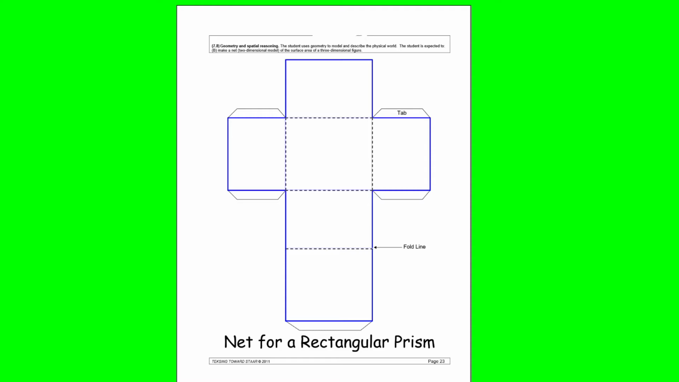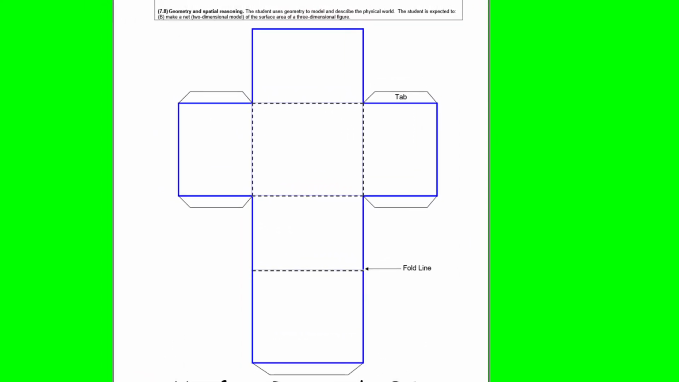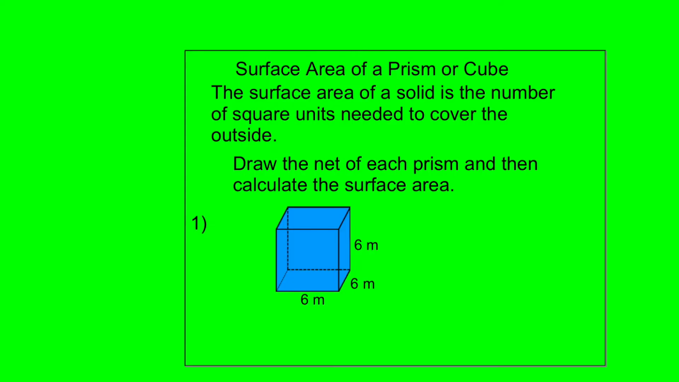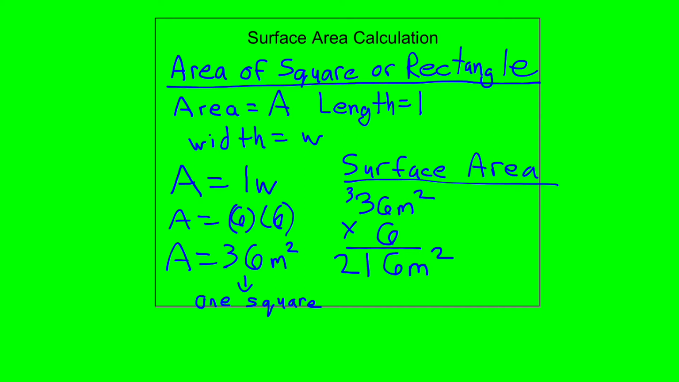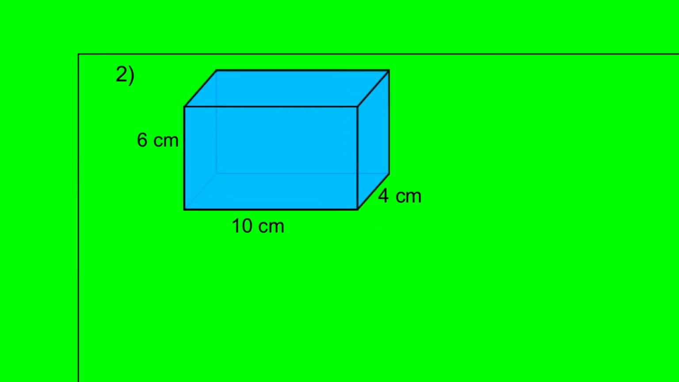So here's the net of a rectangular prism, right? It's very much like a cube, but it's made up of rectangles. And in particular, it's going to be rectangles of different sizes, as you'll see. So here's our rectangular prism. The rectangular prism has a length of 10 centimeters, a width of 4 centimeters, and a height of 6 centimeters. And it's made up of 6 rectangles. Now what we're going to do first is draw the net.